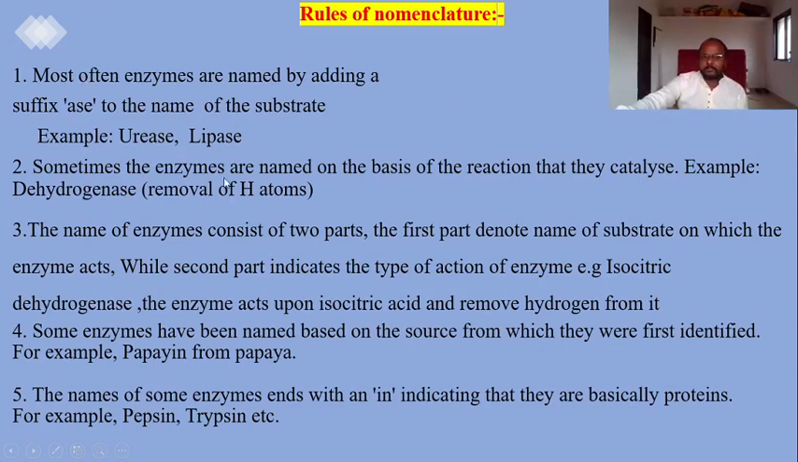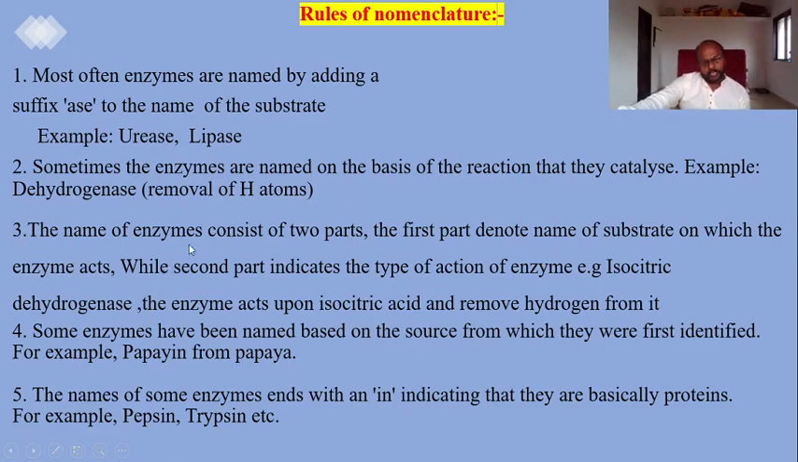Second, sometimes enzymes are named on the basis of the reaction that they catalyze. Which type of reaction does the enzyme catalyze? You give the name according to that reaction. For example, dehydrogenation, that means the removal of hydrogen atoms, is the function of the enzyme, and therefore we can give the name dehydrogenase, as well as, for example, decarboxylase. So this is another example of this second rule.